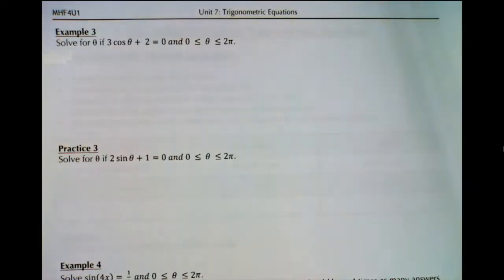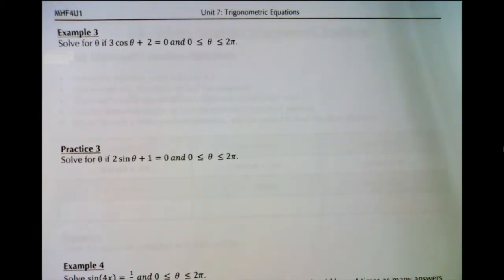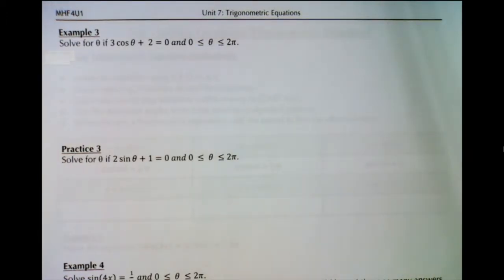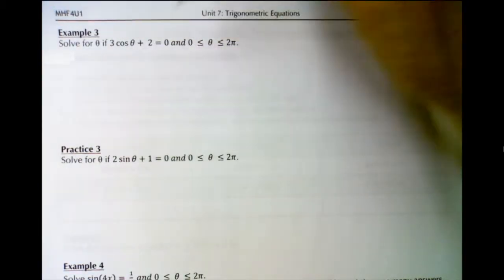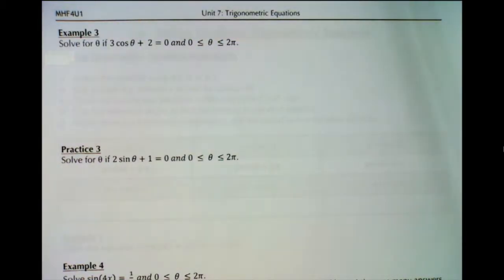Okay, this is part 2 of lesson 7.5, solving trig equations, and we're going to solve some trig equations that are a little bit more complicated. The first one is an actual equation where everything is kind of on the left side. Our equation here is 3 times cos theta plus 2 equals 0, and this just requires a first step, and then it's solved pretty much like examples 1 and 2.